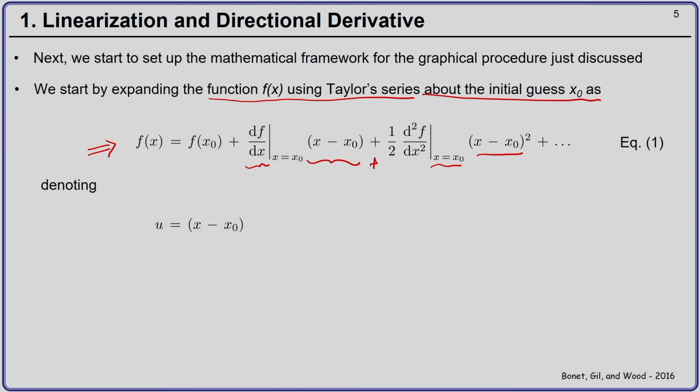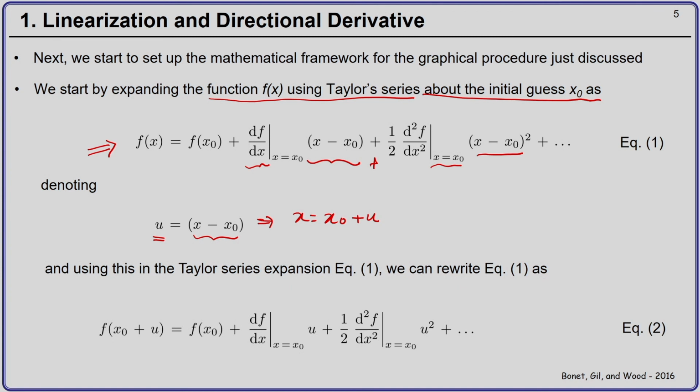Now, if you denote x minus x 0 as u, which means x is x 0 plus u, and use this in equation 1, then we can rewrite equation 1 as f of x 0 plus u equal to f of x 0 plus df by dx evaluated at x equal to x 0 into u, plus 1 by 2 d square f by dx square evaluated at x equal to x 0 into u square, plus higher order terms.